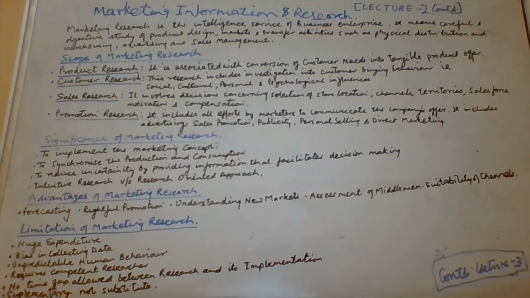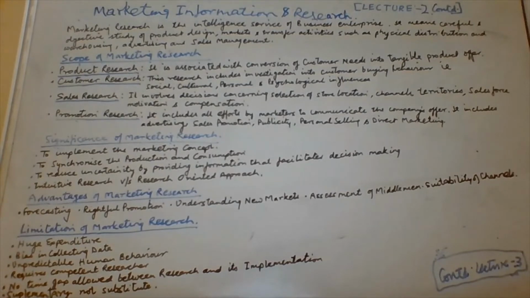One may get the results, one may not get the results, and therefore all the organizations cannot even afford the money spent on the research aspects. Bias in collecting data. This is one of the important aspects in collecting the data. Researchers sometimes tend to, not deliberately, but it is a human weakness, become biased in collecting the data. Unpredictable human behavior.